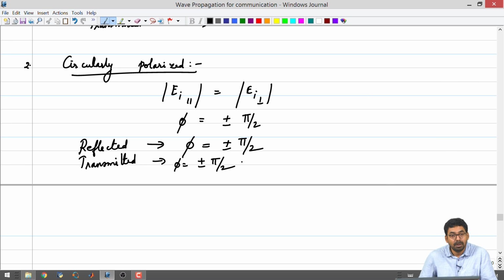Now, we also know on top of that, just like in the linearly polarized case, gamma parallel is not equal to gamma perpendicular, reflection coefficient values are not equal, which means that even if you had EI parallel and EI perpendicular to be equal, ER parallel and ER perpendicular may not be equal. So, what happens is you will end up with ER parallel not being equal to ER perpendicular, but they still have a phase of pi by 2 between them, and this corresponds to an elliptical polarization.